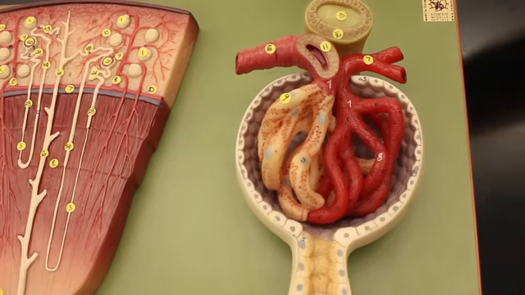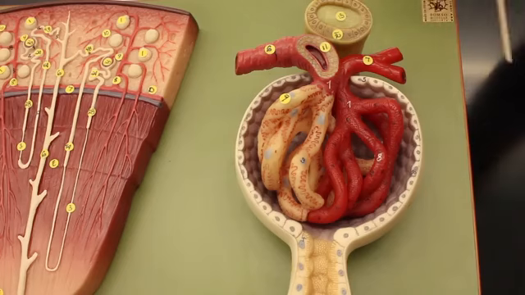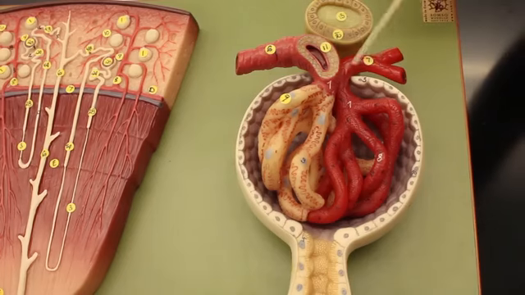So feeding these glomerular capillaries is this arteriole here called the afferent arteriole. So the afferent arteriole is the arteriole that's feeding the glomerulus. Draining it is number 7 over here.